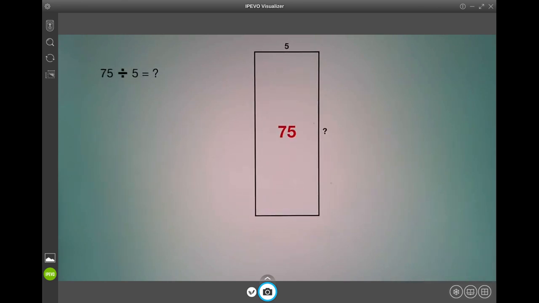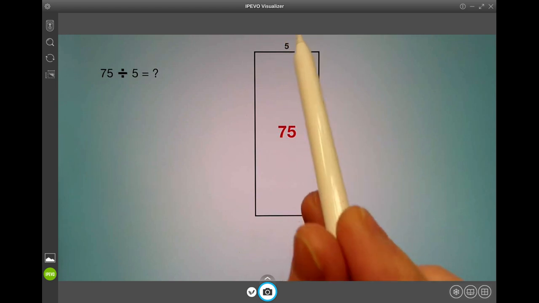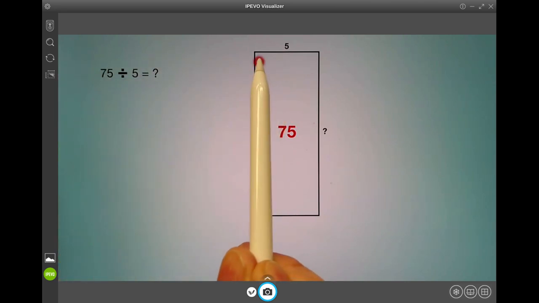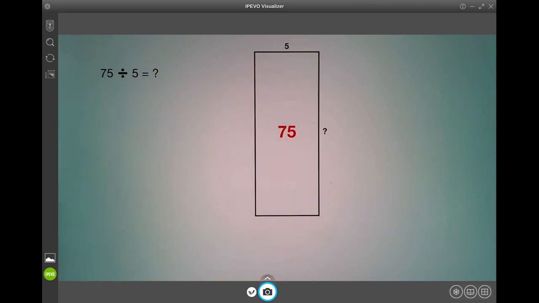So here's our problem, 75 divided by 5. And I have an area model, which you should draw, the rectangle. We know that it is 5 wide. We know it's 5 wide because there's a 5 right here. And we are going to fill up a total of 75. So the question is 75 divided by 5. How many 5s? How many rows of 5 does it take to make a total of 75? So in the end, we should know what goes on the side. How many rows of 5?